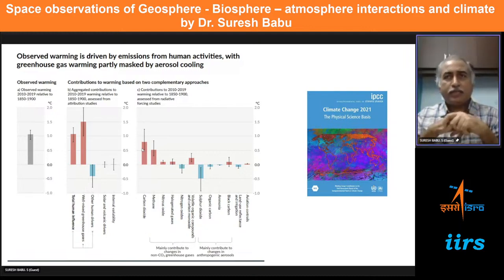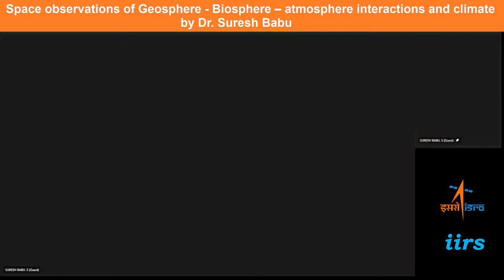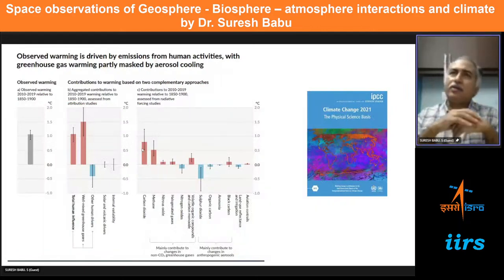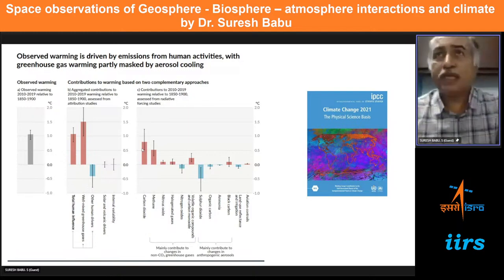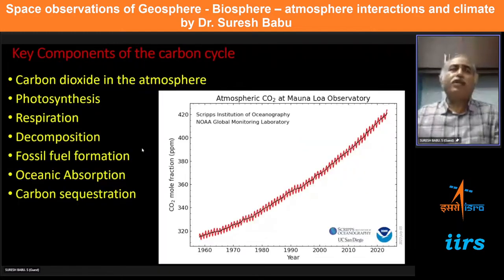So if you look at this, this is a global mean pattern, and the uncertainty is how clear the mitigation strategies we need to put in place are. So for that, one of the key components of global warming is the carbon cycle. Basically, it's the carbon dioxide in the atmosphere.